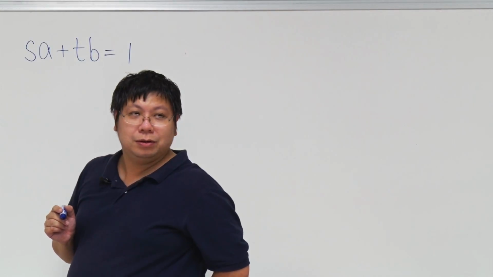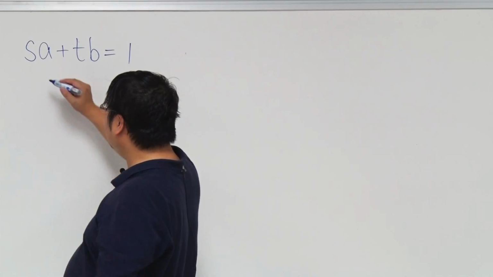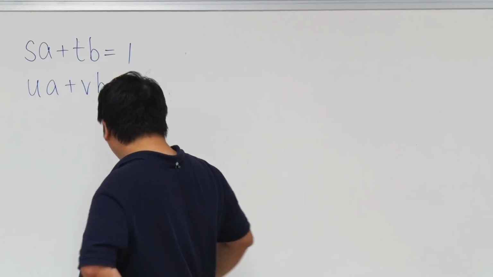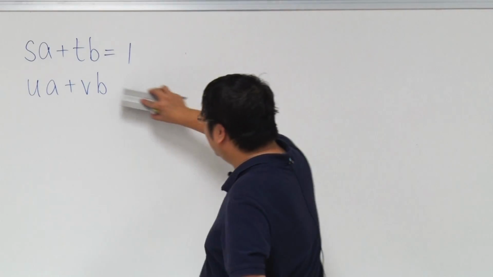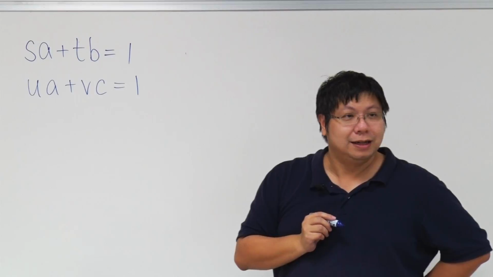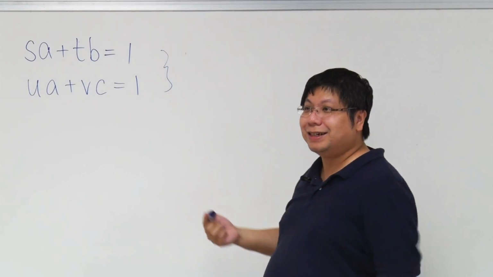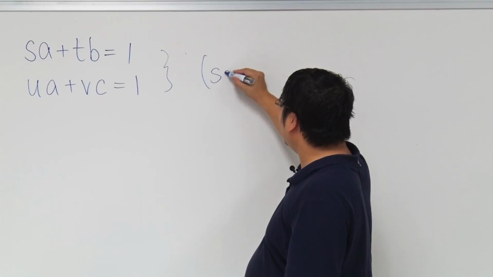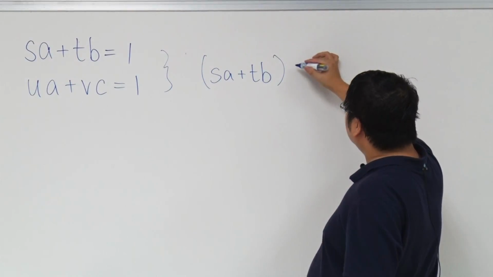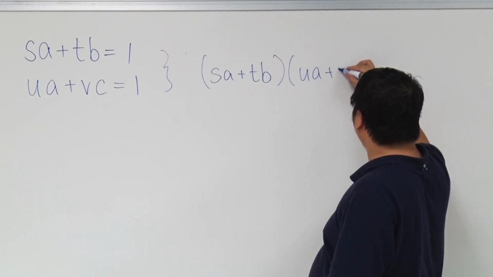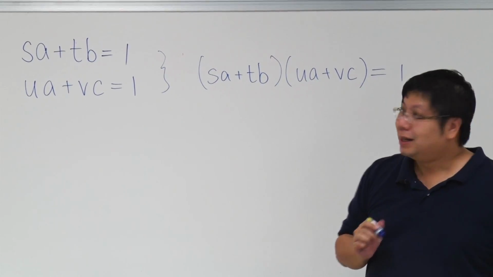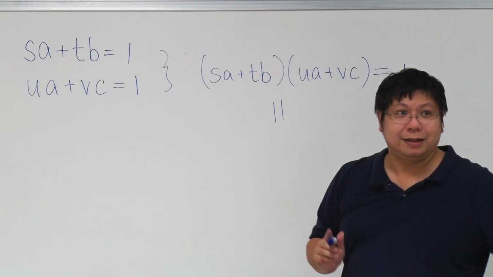Similarly, because we know that A and C have no common factor, there are some U times A plus V times C that is going to be equal to 1. Am I correct? Okay, multiply these two together. So we will have SA plus TB times UA plus VC is equal to 1. Am I correct? Okay.